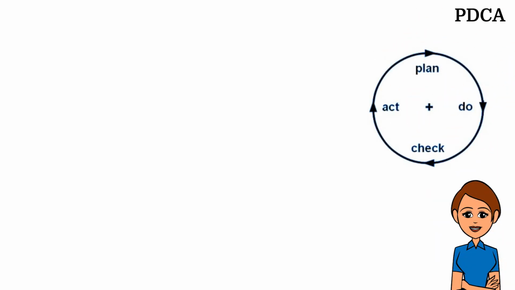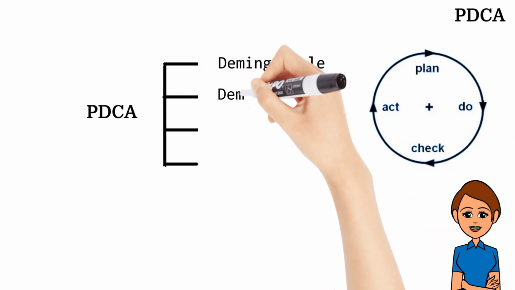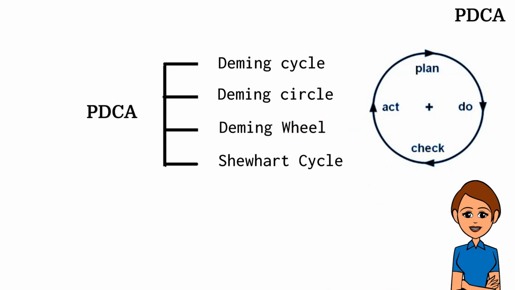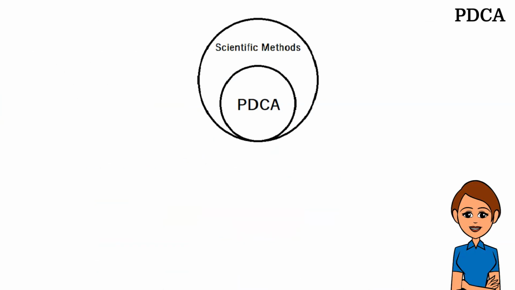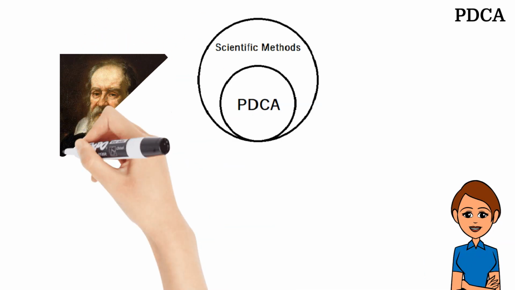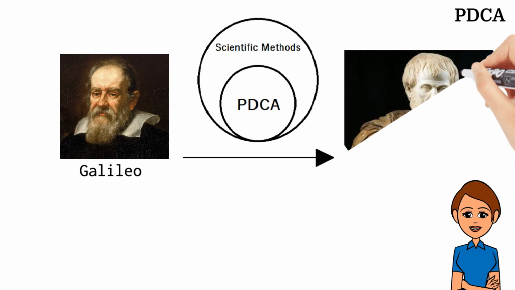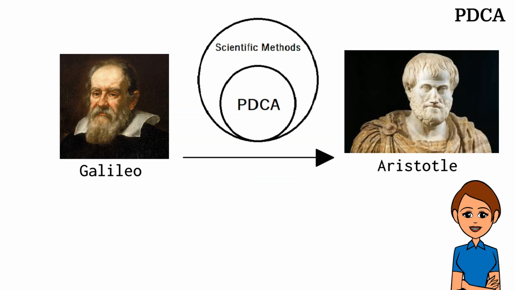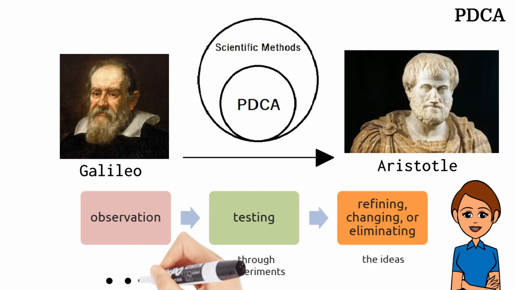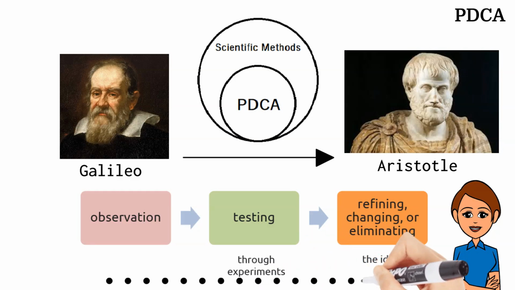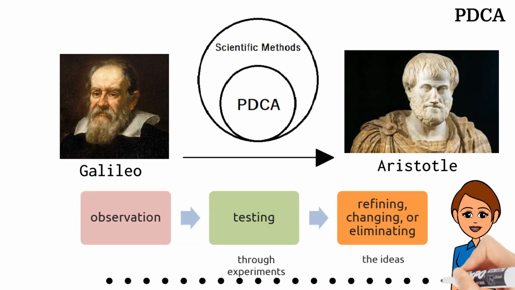The concept of PDCA has also been developing for a long time. This is also referred to as the Deming cycle, Deming circle, Deming wheel, or the Shewhart cycle. The cycle emerges from the principles of the scientific method, which is commonly said to originate with Galileo. But in all probability, it has its roots in the teachings of Aristotle. It is a method for developing ideas based on observation, then testing them through experiments, and finally refining, changing, or eliminating the ideas.